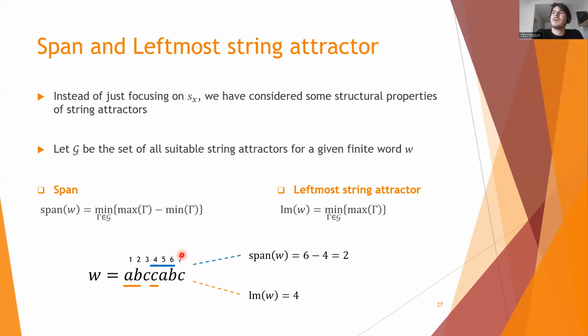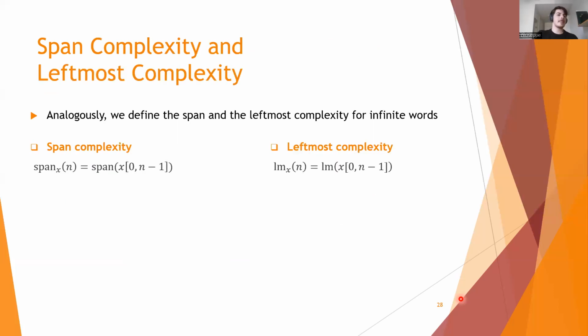However, it is still an open question whether we have to consider the set G of all suitable string attractors, or whether, just like in this case, we can always find a smallest string attractor which can be used to retrieve the span and the leftmost string attractor. So analogously to the string attractor profile function, we define the span and leftmost complexity for infinite words as the span and the leftmost for each n of the prefix of length n of an infinite word x.